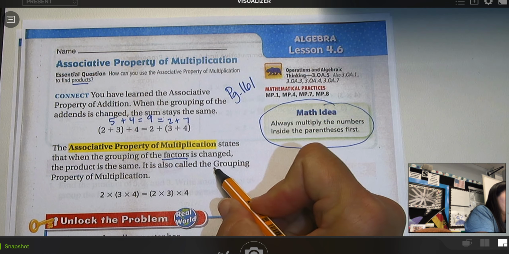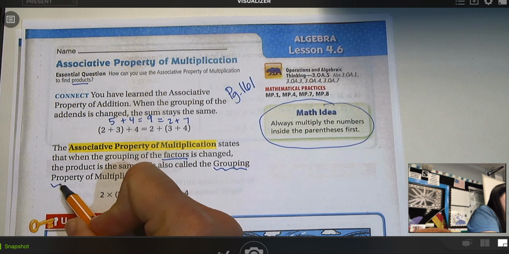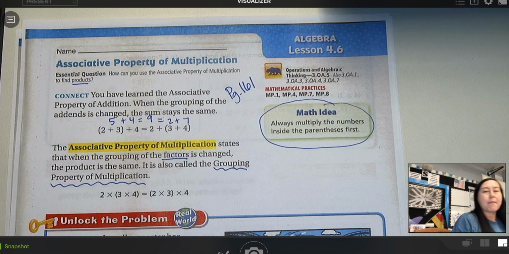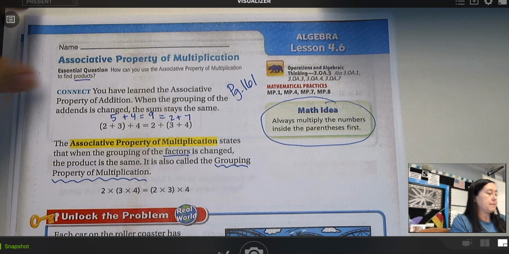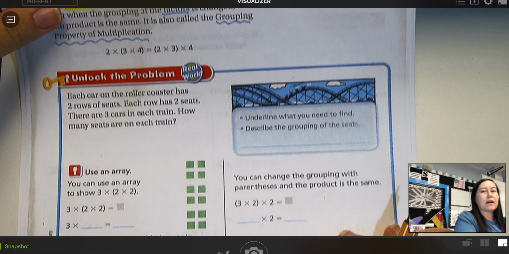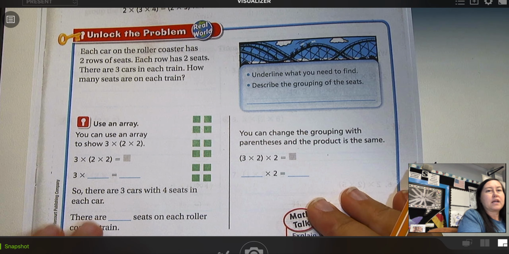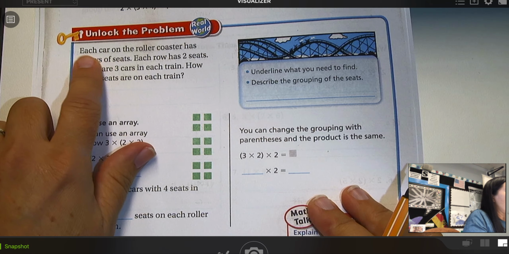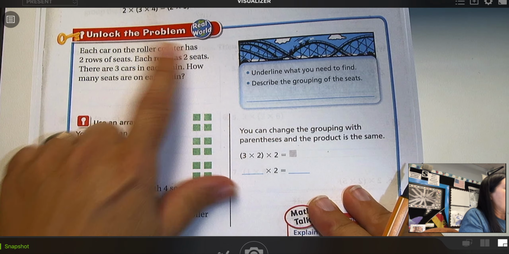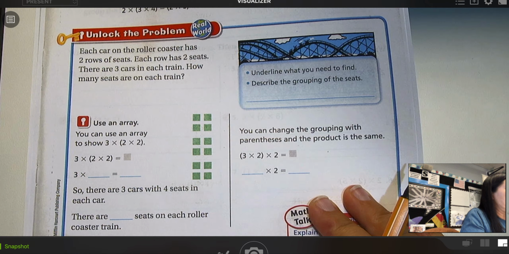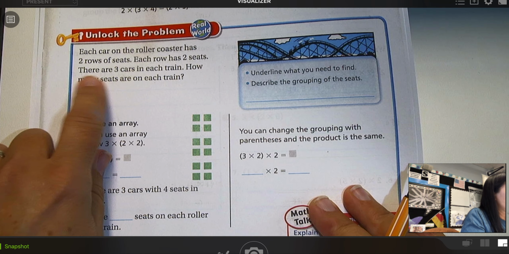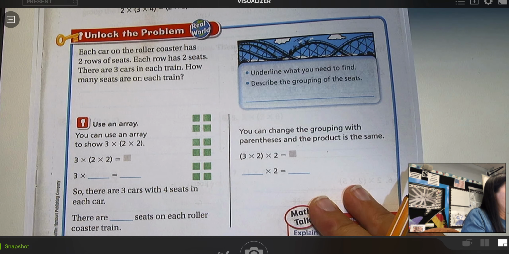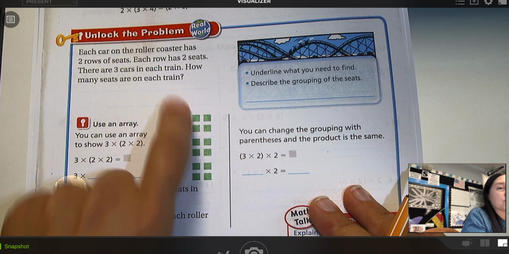It is also called the grouping property of multiplication. And that may make a little more sense because you're thinking of those parentheses making groups. So let's go unlock our first problem. Here we go. Each car on the roller coaster has two rows of seats. Each row has two seats. There are three cars in each train. How many seats are on each train?